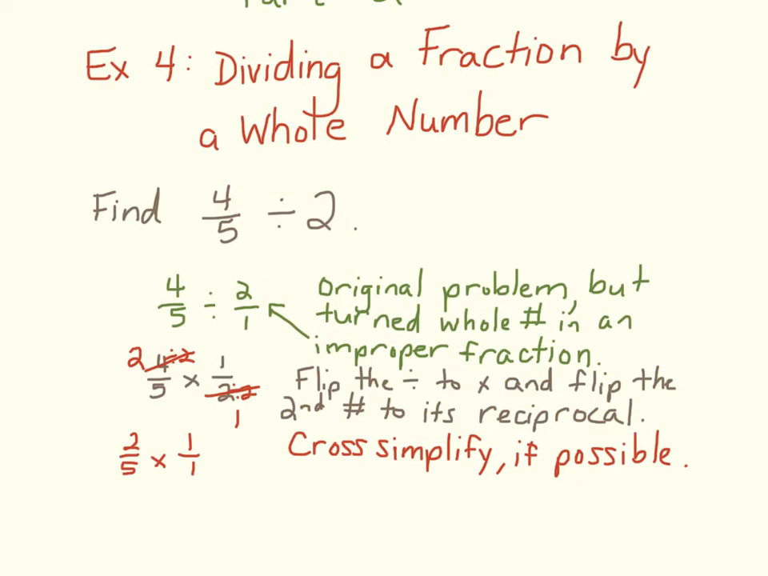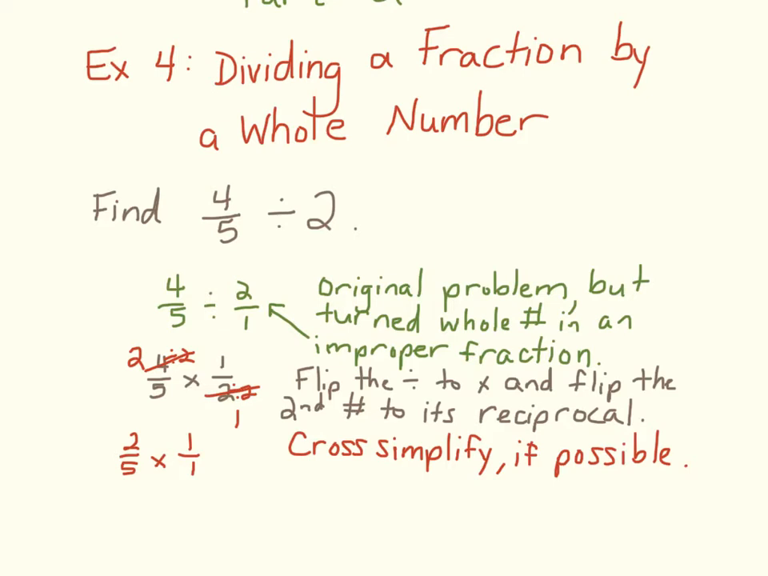Remember to cross simplify if you can, and in this case we could look over here and we could see that 4 and 2 both have a common factor of 2. So if we divide by 2 here, we get 2. If we divide by 2 here, we get 1. And we rewrite those new fractions as 2/5 times 1 over 1.